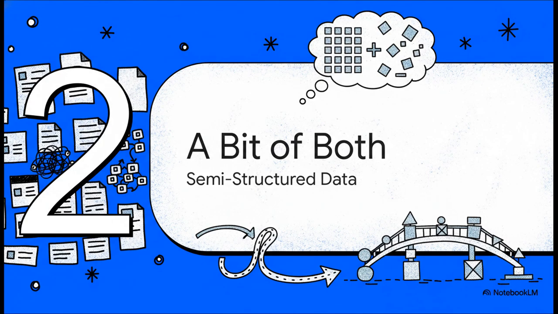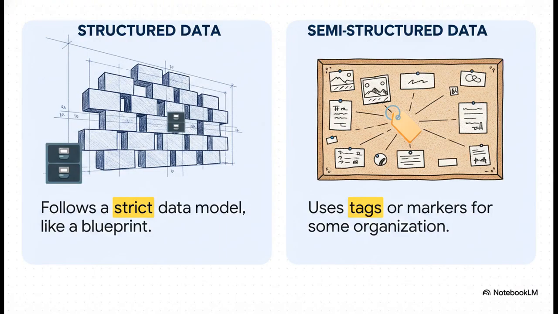All right, so we've met the neat freak of the data world. Now let's meet the slightly more flexible, kinda sorta organized middle child, semi-structured data. So, if structured data is a rigid spreadsheet, semi-structured data is a little different. It doesn't have that strict model, but it does have internal clues, like tags and markers, that give it some kind of organization. It has some rules, but also some freedom.